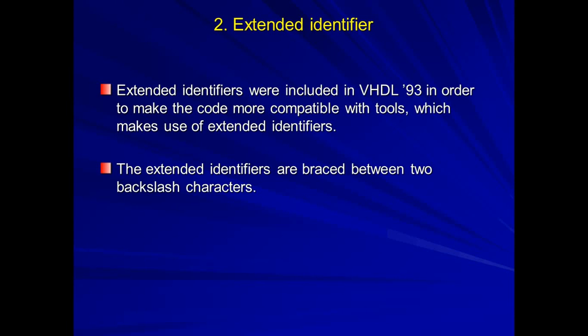The second type of identifier is the extended identifier. These were included in VHDL 93 in order to make the code more compatible with the tools which make use of extended identifiers. They are placed between two backslash characters. Means while writing an extended identifier, we have to write the name of that identifier between two backslash characters.